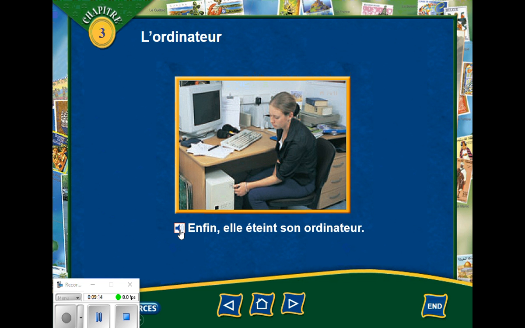Enfin, elle éteint son ordinateur. Éteindre. This is an RE verb. It's irregular. Look at that ending there for L. It's a T. Elle éteint. It means éteindre. It looks like the word to extinguish. So if you think about that, it means to turn off. Enfin, this is another sequence word. Finally. Finally, she turns off or extinguishes her computer.